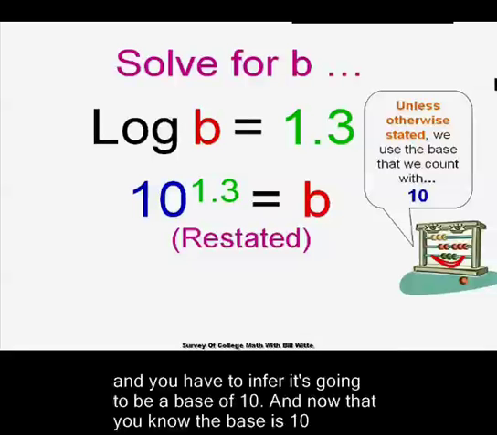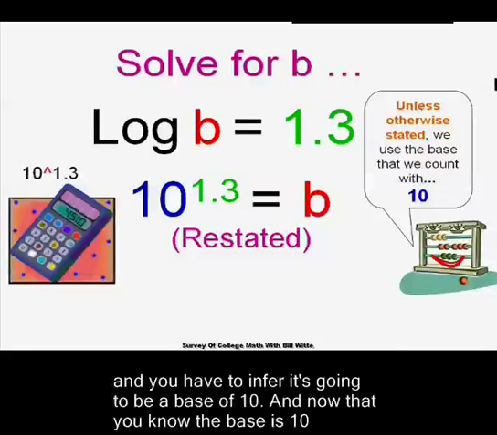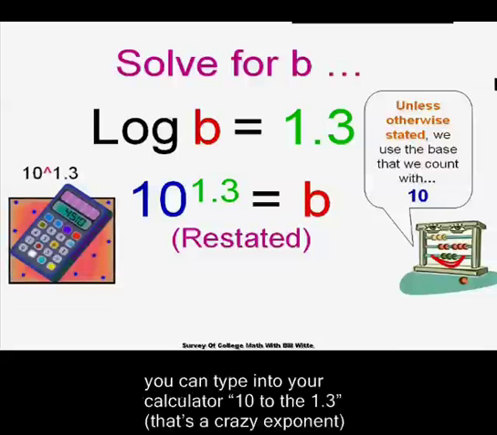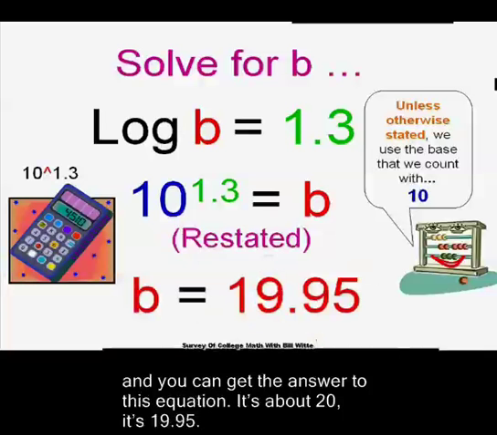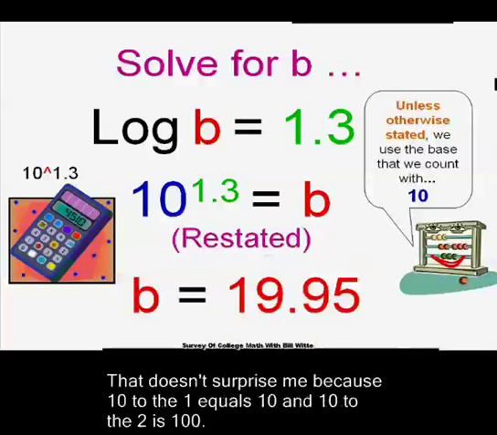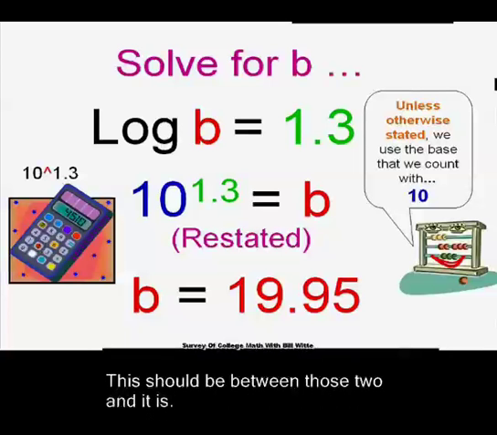Well, now that you know it's a base of 10, you can type into your calculator 10 to the 1.3. That's a crazy exponent, but 10 to the 1.3, and you can get the answer to this equation. It is about 19.95. That doesn't surprise me because 10 to the 1st is 10, and 10 to the 2nd is 100, so it should be between those two, and it is.